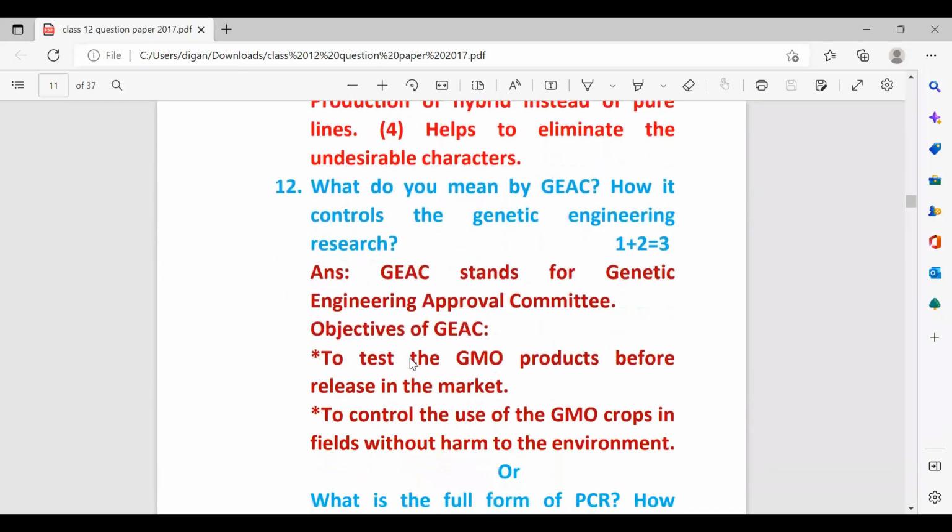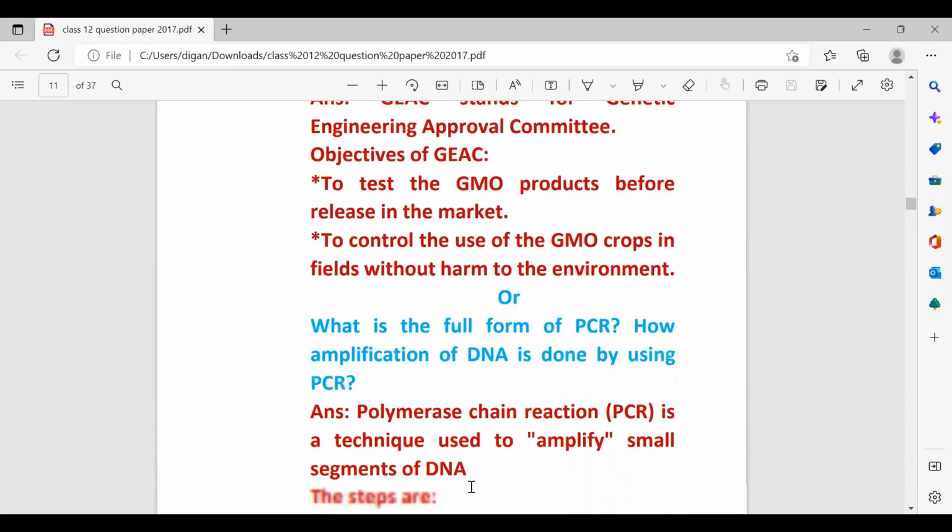Next, what do you mean by GEAC? GEAC stands for Genetic Engineering Approval Committee. And what are the objectives? These are the objectives of GEAC: to test the GMO product before releasing it to the market, and to control genetic engineering research and the use of GMO crops in the field without harm to the environment. These are the objectives, or how it controls genetic engineering research. The answer will be the same.